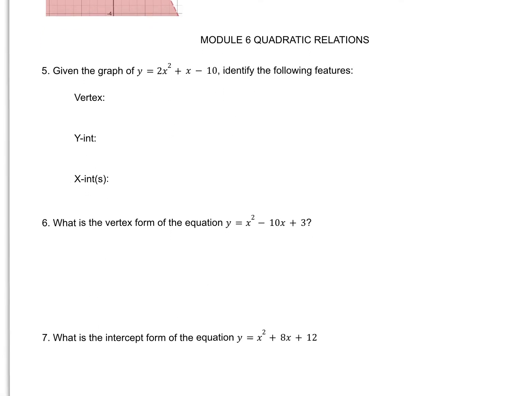So next, we worked on Module 6, which was all about quadratics. The first one we want to look at is, given the equation y equals 2x squared plus x minus 10, we want to find the vertex, the y-intercept, and any x-intercepts. We did all of this using Desmos. So I'm going to type my equation in Desmos.